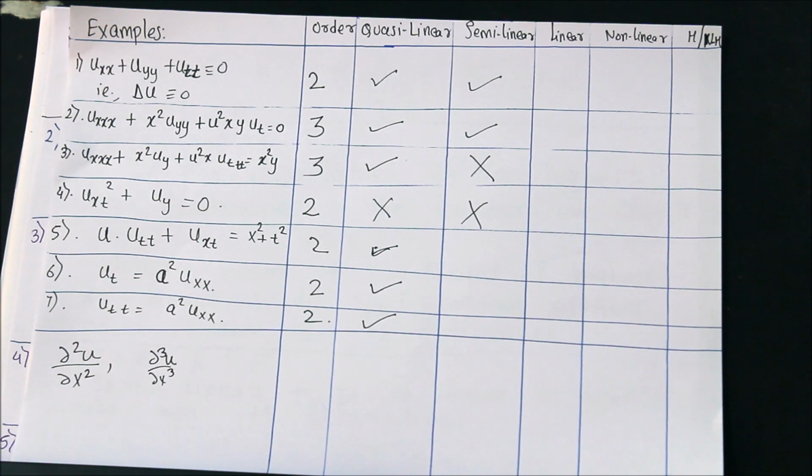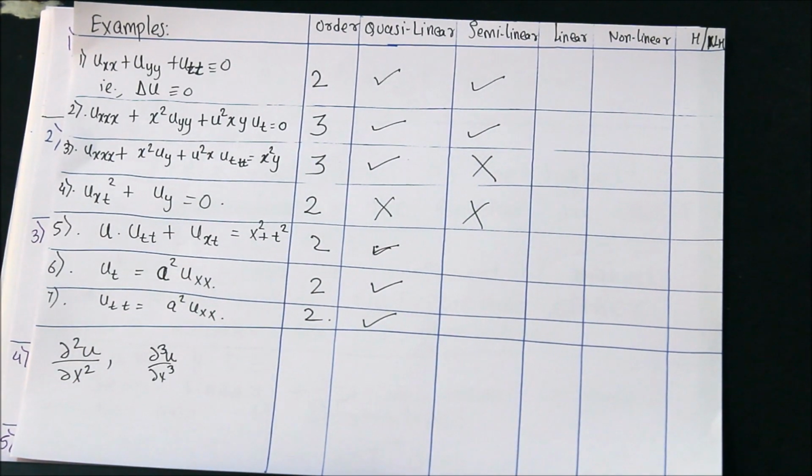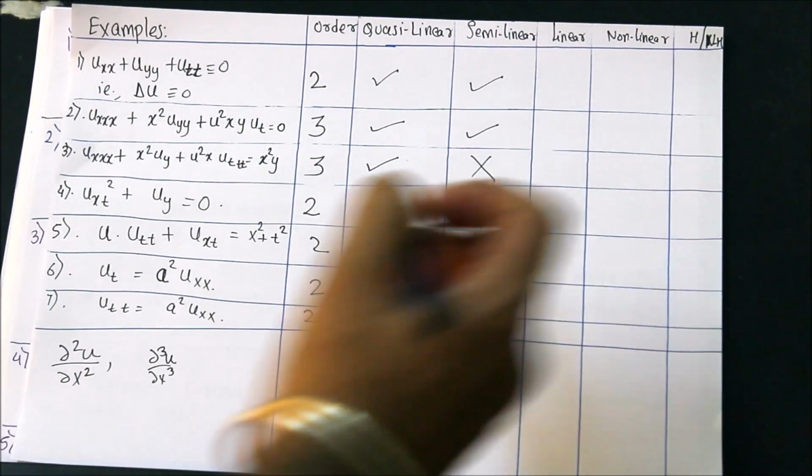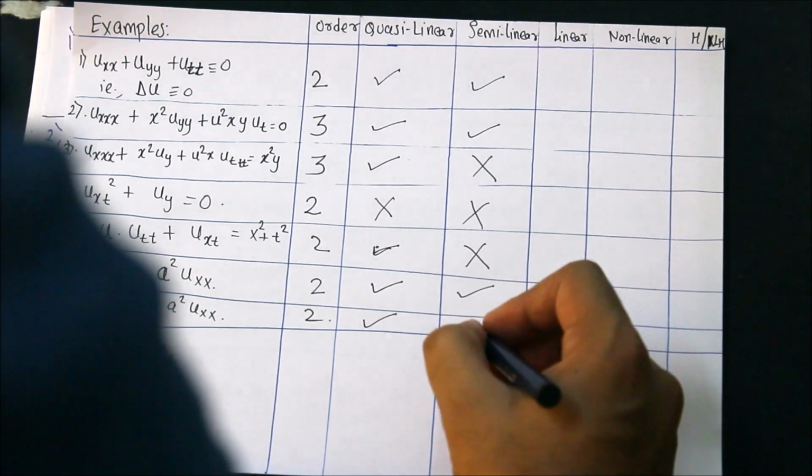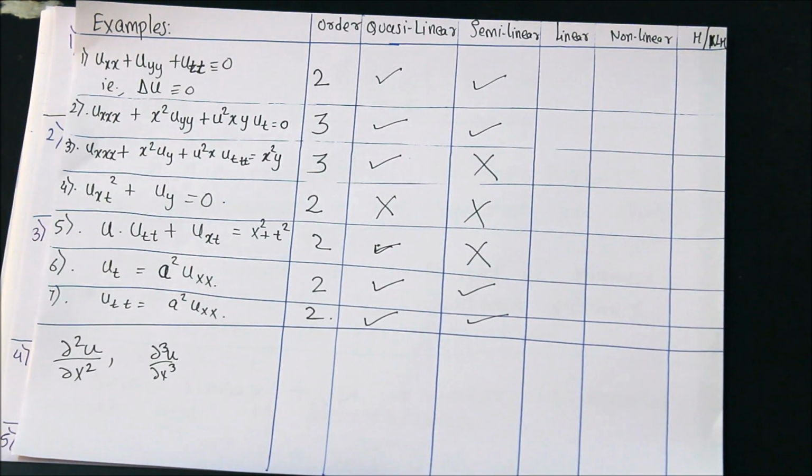If you go for the fifth example, is it semi-linear? Again no, because what is the highest order? u tt is the highest order, and the coefficient is u, so it involves the dependent variable. Therefore this is also not a semi-linear PDE. The 6th and 7th, yes they are, because the highest order is u double x and the coefficient is a squared, where a is some constant. So both the 6th and 7th are semi-linear PDEs. Okay, good.